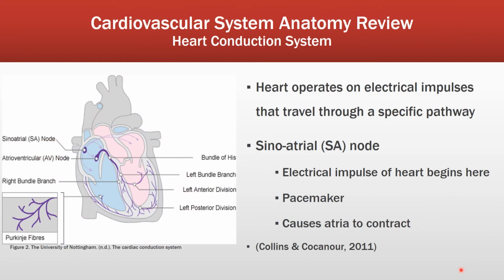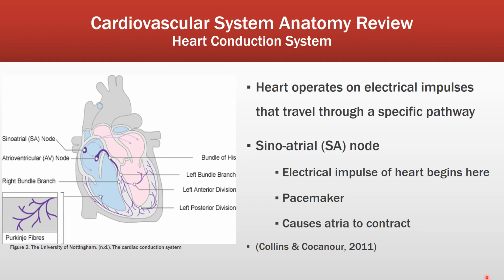So here you have an image. We're going to talk about the heart conduction system. We all know that the heart operates on electrical impulses, and there's a specific pathway that this electrical impulse needs to travel. Otherwise, patients will get what's called arrhythmia, and we will be learning about that in future lectures.